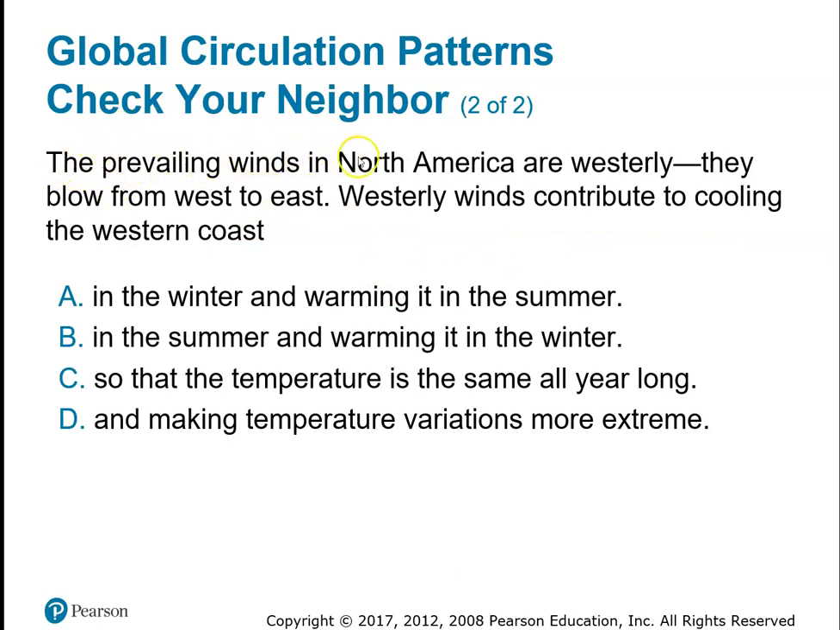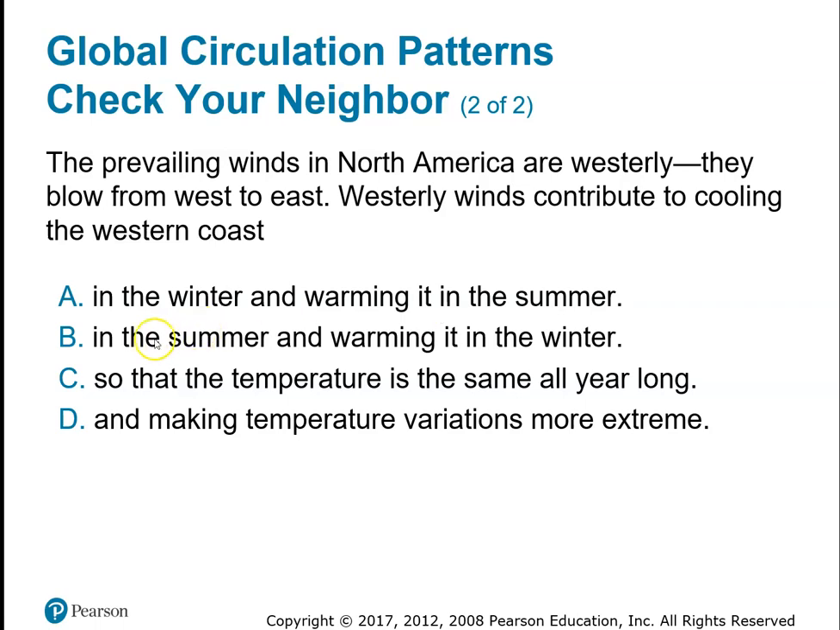The prevailing winds in North America are westerly. So remember, westerly means that this is the origin. It originates in the west and heads towards the east. So those are the prevailing winds that cross the United States, and the westerly contributes to cooling of the west coast. Remember, the westerlies are not just North America. It's out in the Pacific Ocean, heading towards the west coast. So anyhow, it contributes to the cooling of the west coast in the winter, and warming in the summer.